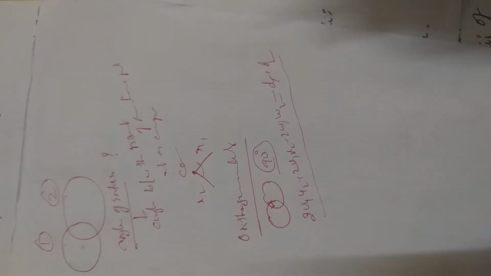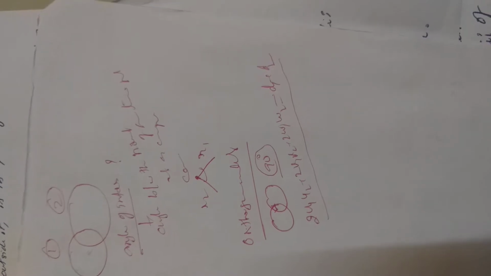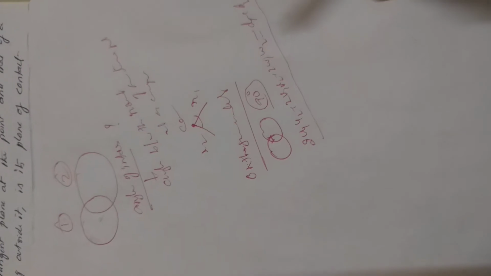When do you say that two spheres cut orthogonally? If this condition is satisfied, 2u1u2 plus 2v1v2 plus 2w1w2 is equal to d1 plus d2, then we can say that the given spheres cut orthogonally. Orthogonally means the angle of intersection is equal to 90 degrees. Now come to this one. Now here once again the definition. What is the angle of intersection of two spheres?